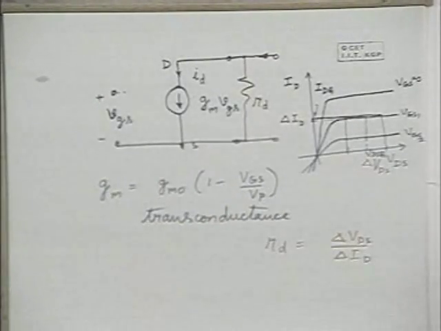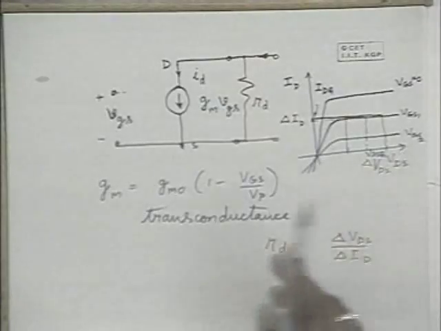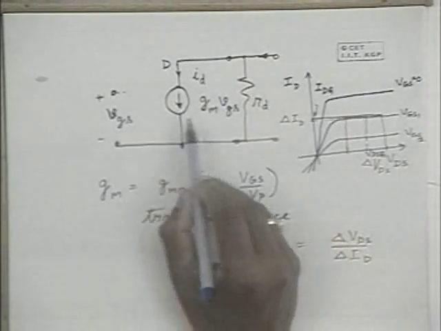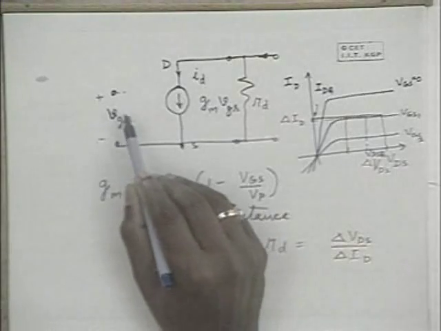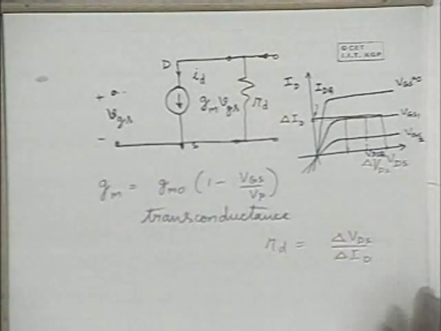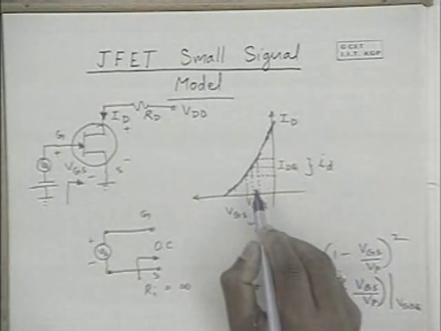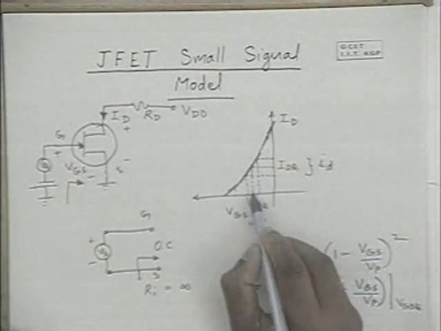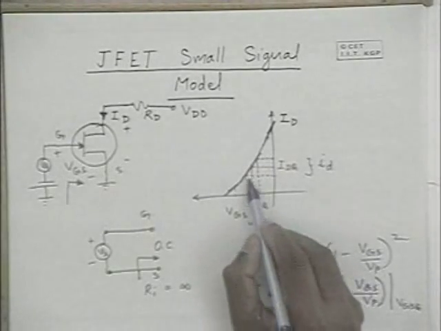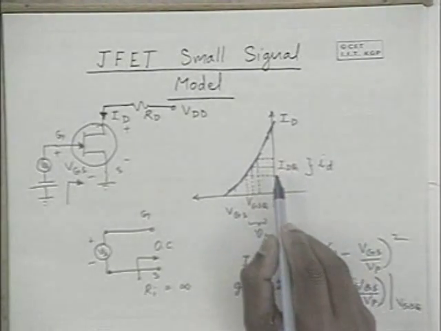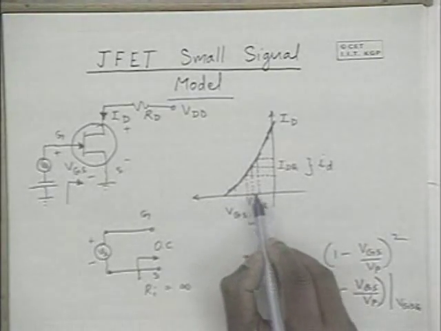Sir, GM has been defined as a derivative of ID with respect to VGS, dID by dVGS. So how come we take ID equal to GM VGS in this model? The question is how come we can take GM VGS as the output current with respect to VGS, whereas this is the derivative of the characteristics. Please note that we are now discussing small signals. We are not discussing the static characteristics, that is the quiescent voltages and currents. We are now discussing small signals.